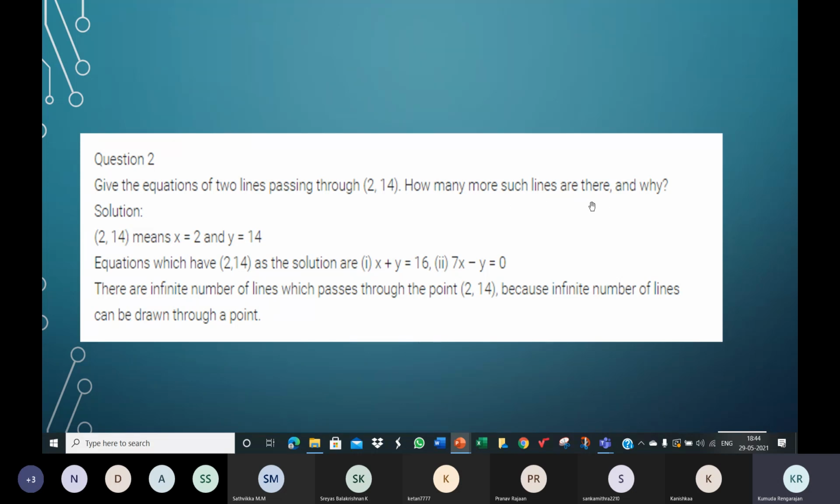How many more such lines are there and why? There are infinitely many lines that pass through this point. So since there are infinitely many lines passing through this point, there are infinitely many equations also which you can make. There are so many lines that pass through this point 2, 14. Every line has an equation, a different equation in x and y. So since we know that there are infinitely many lines passing through a given point, you can write many equations.